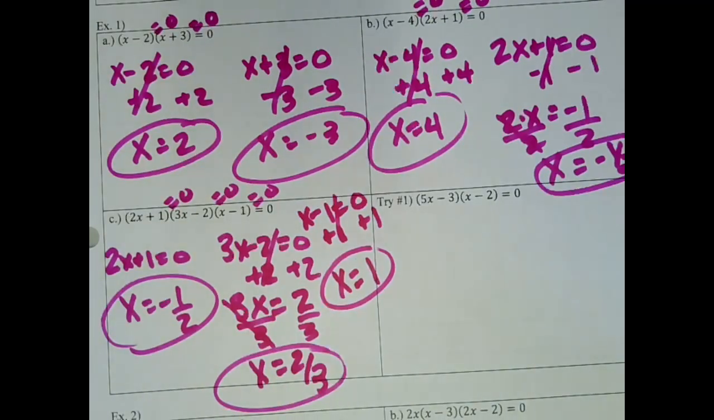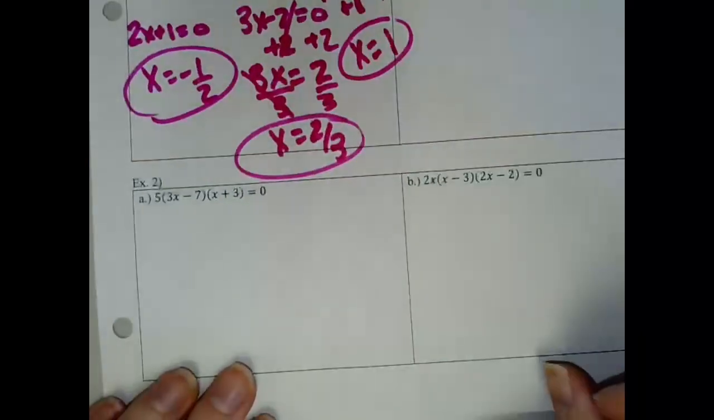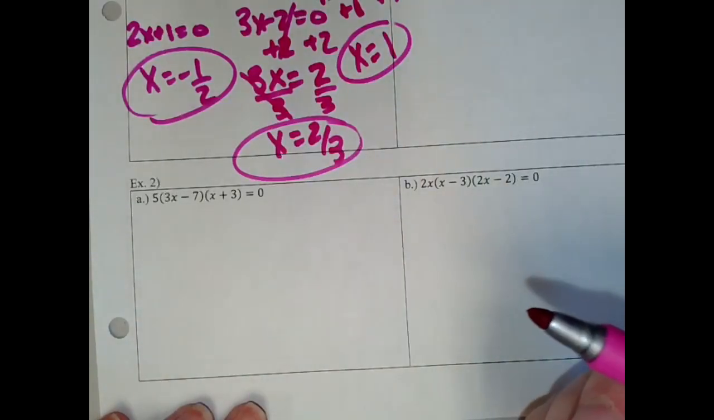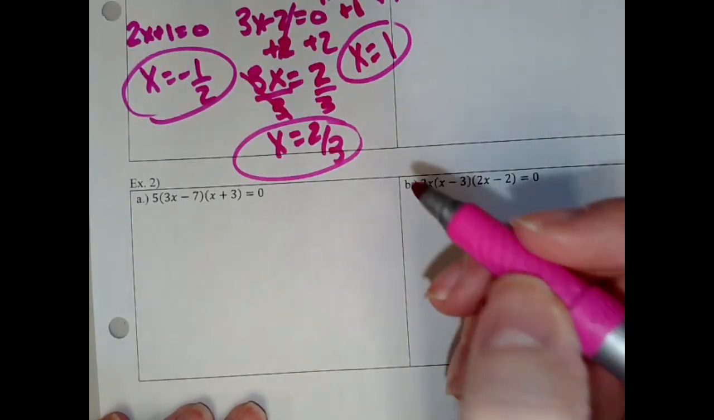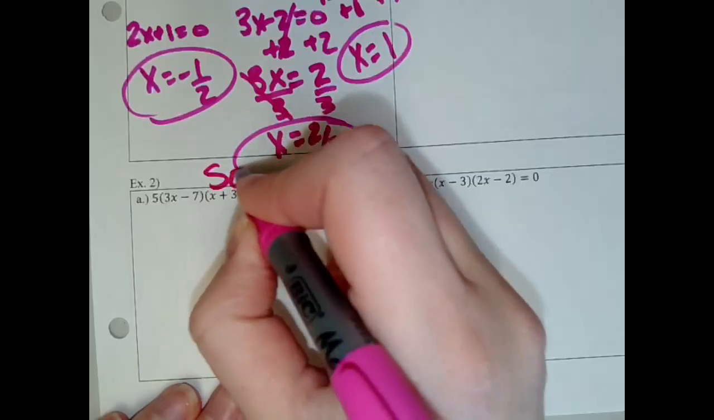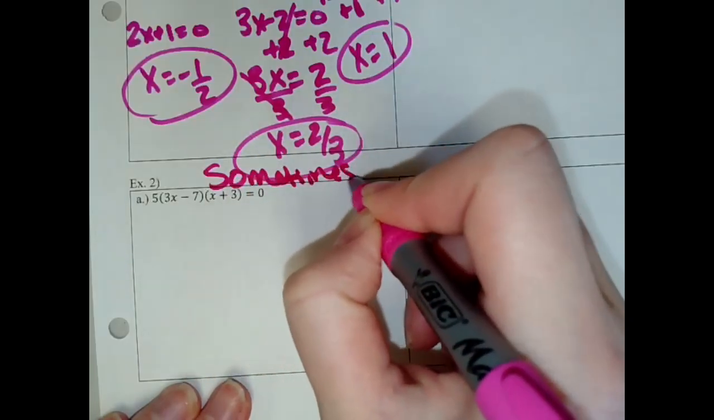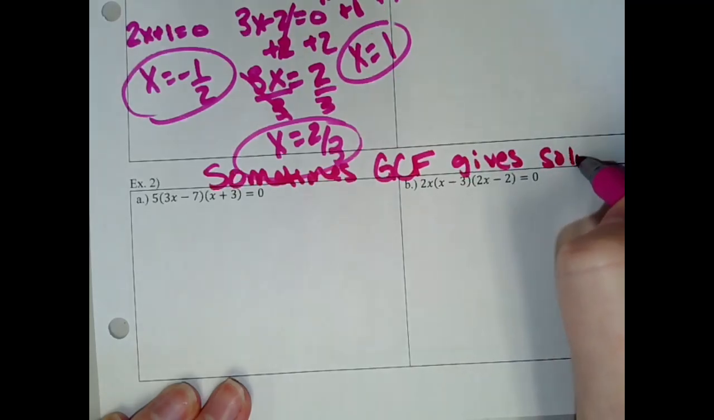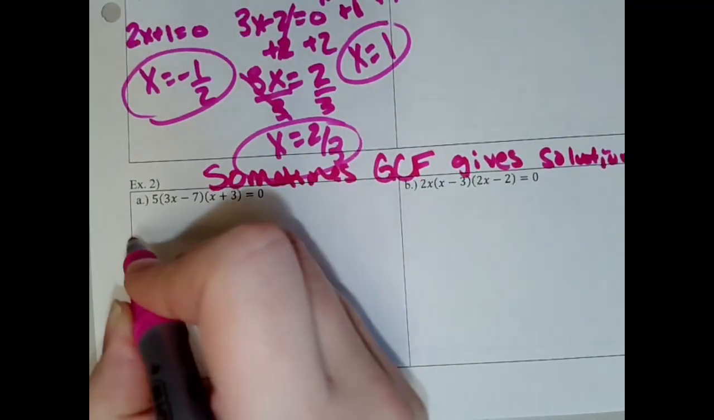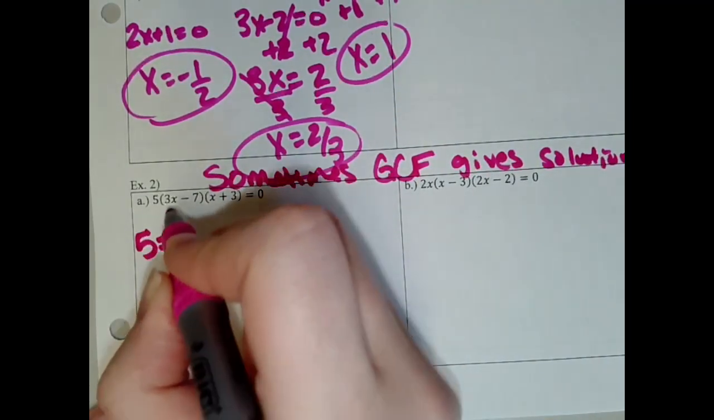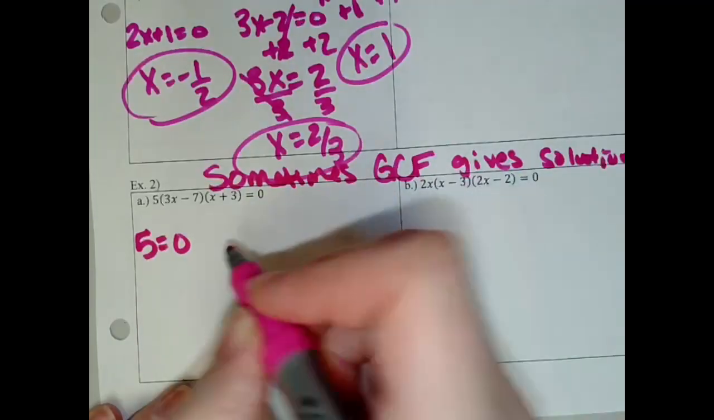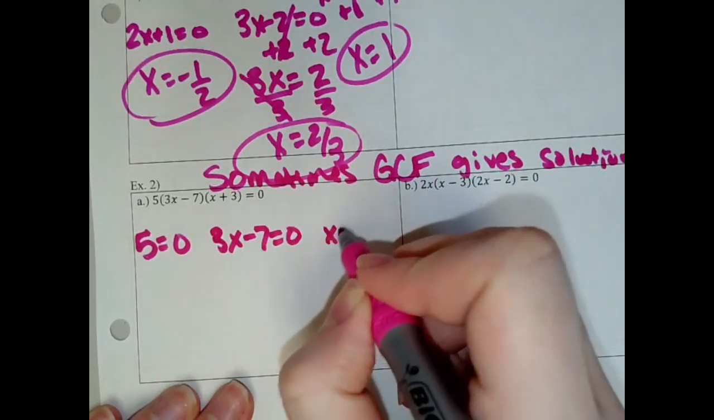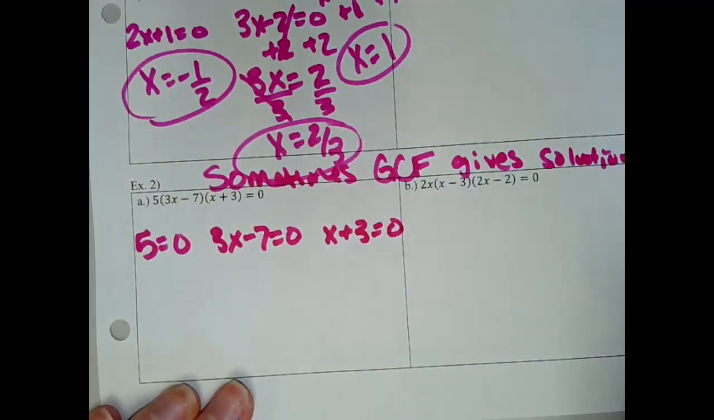I'll let you go ahead and do the try problem on your own. For now, let's move on to example 2. So the key with these is that I want you to recognize sometimes your GCF gives you a solution. So let's write that. Sometimes GCF gives solution. So you set each part equal to 0. You set the 5 equal to 0, you set the 3x minus 7 equal to 0, and you set the x plus 3 equal to 0.